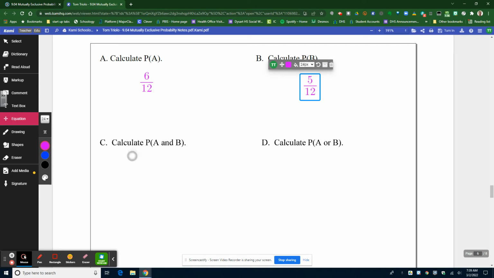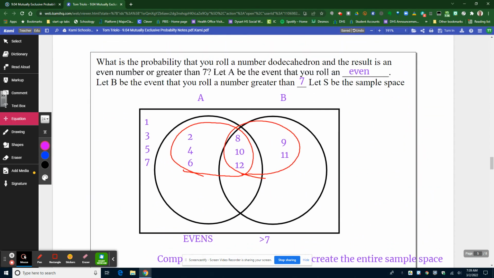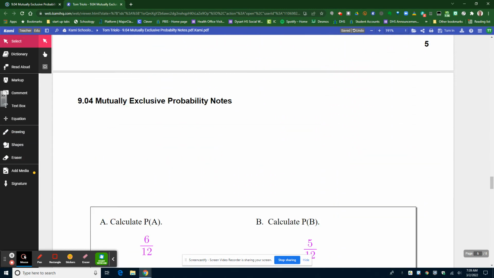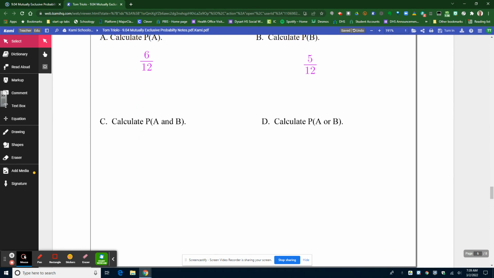Okay. A and B is just the overlapping numbers. So those are just these three. Oopsies. That's the 8, 10, and 12. Eraser. Okay. So that's 3 twelfths.